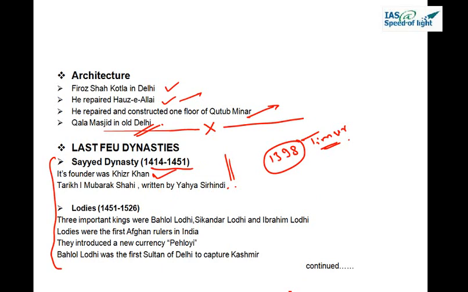Finally, that is the Lodhis. There are three important kings of the Lodhis: Bahlol Lodhi, Sikandar Lodhi, and Ibrahim Lodhi. An important point to note for the Lodhis is that these were the first Afghan rulers. The earlier rulers were Turkish. For the Sayyids, it is disputed which descent they were from. The slave dynasty rulers, the Khalji dynasty rulers, and the Tughlaqs were of Turkish origin. Now the Lodhis were the first Afghan rulers. So the Lodhis were the last ruling family of the Sultanate period and the first to be headed by the Afghans.